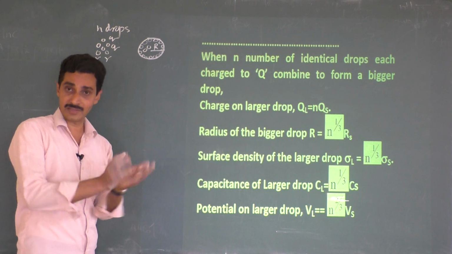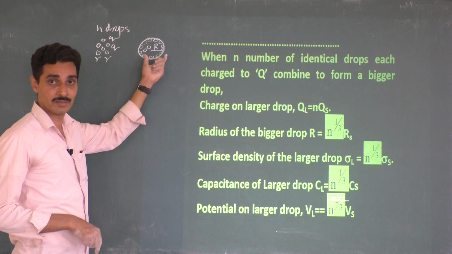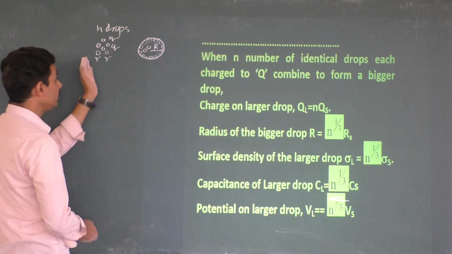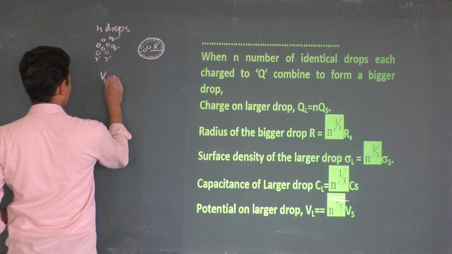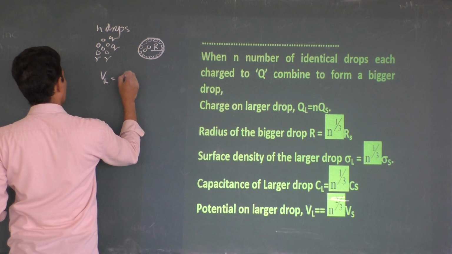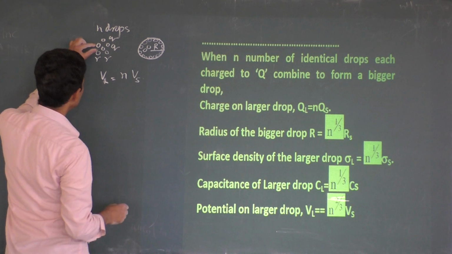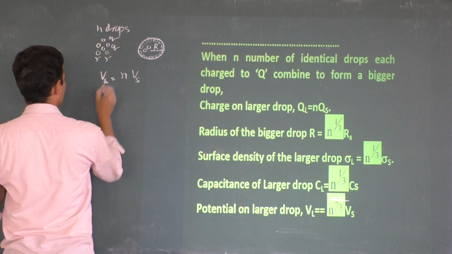If you calculate the surface area of each drop and add it, that will not be the surface area of the bigger drop. It will be less. The total area of all these will be more. But the volume will be n times more. So the volume of the larger drop is n times the volume of the smaller drop. If you take each volume, then this will be n times. That is sure.